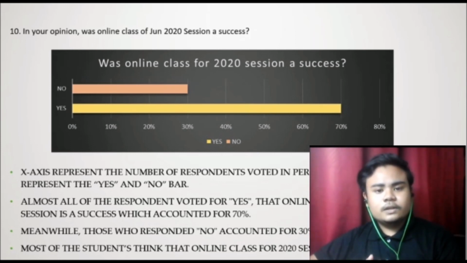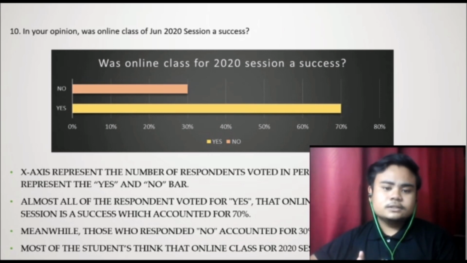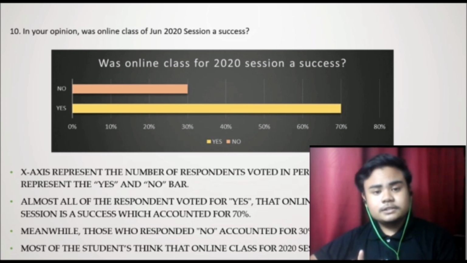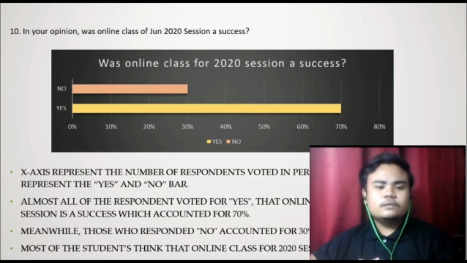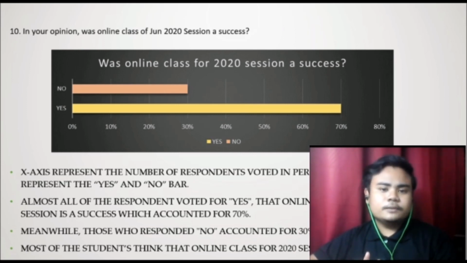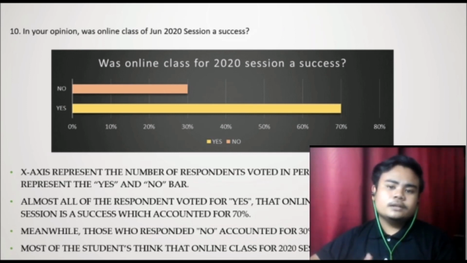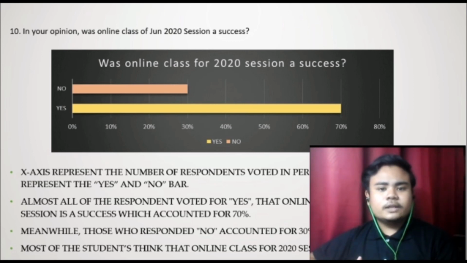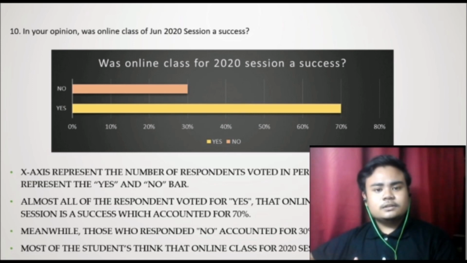And for the next graph, I will explain about opinion. Opinion about whether online class in June 2020 season was a success. Okay. Now for the bar graph, it depicts the respondents' feedback on opinion about online class in June 2020 season being a success. From the graph, it can be said almost all respondents said yes, the online class in June 2020 season was a success.